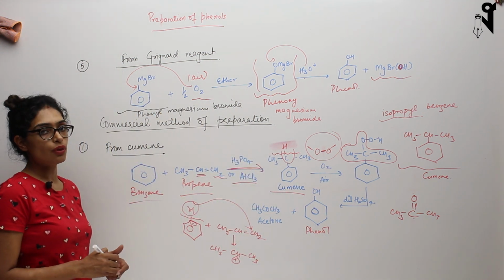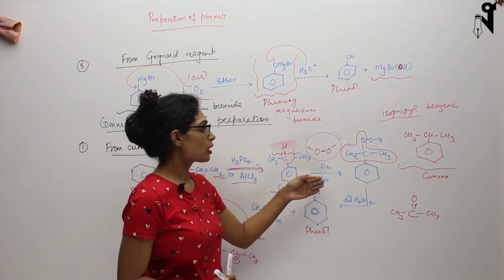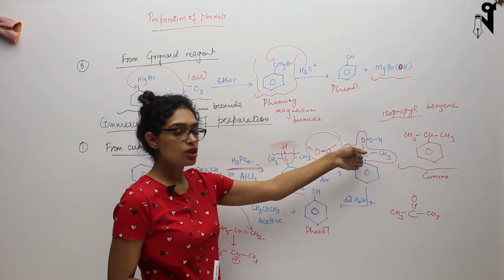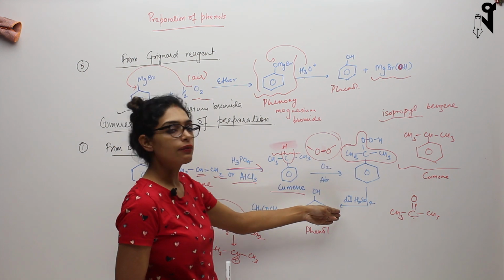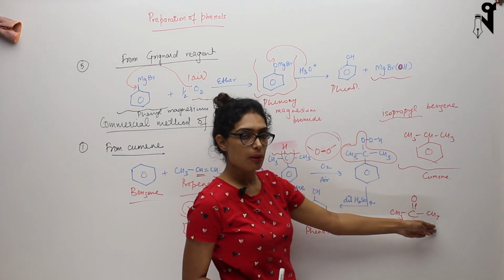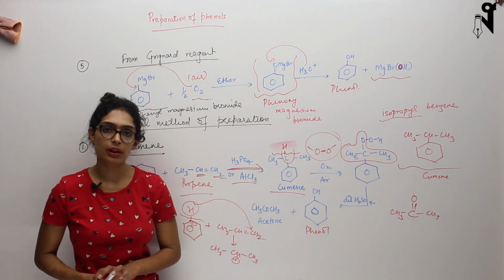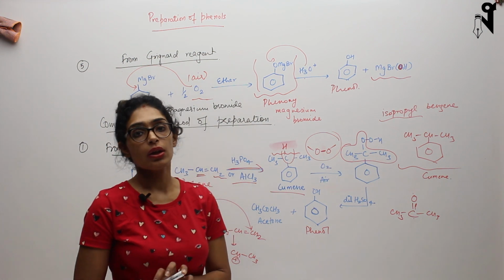So what we have done, first of all, we have formed cumene. Then in cumene we have added oxygen. Oxygen has formed this kind of peroxide linkage. Then this peroxide will further react with dilute H2SO4. Dilute H2SO4 will help us in getting rid of this acetone part, and then we'll get phenol. So this is one of the important methods to manufacture phenol on a large scale.